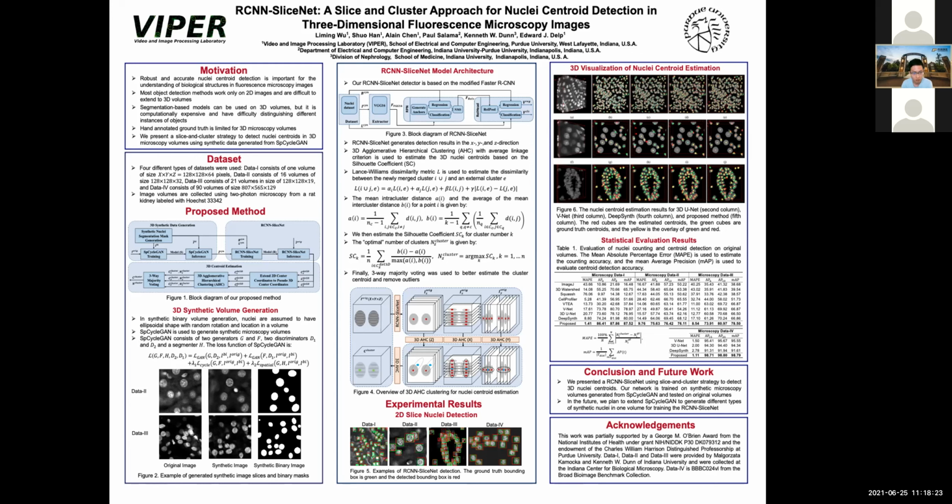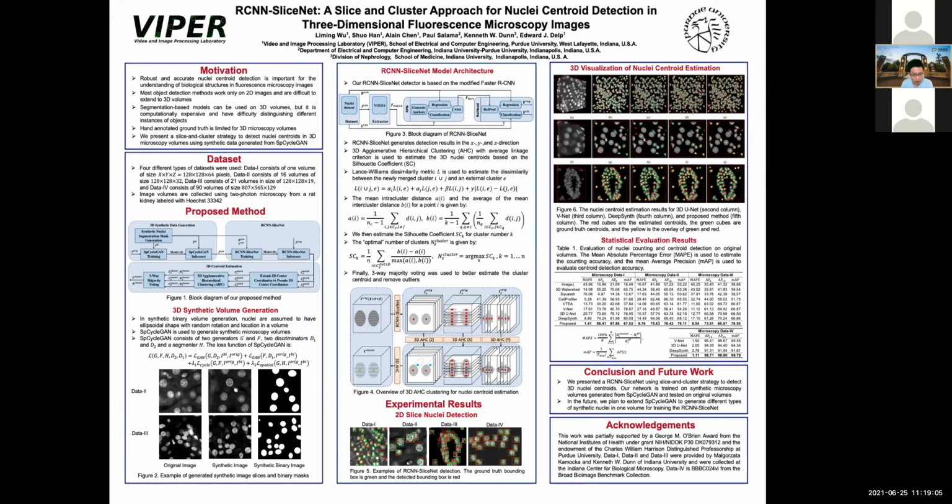For our data set, we use four types of data denoted as data 1 to data 4. Data 1 consists of one volume of size 128 by 128 by 64 pixels, and data 2 consists of 16 volumes of a similar size. Data 3 consists of 21 volumes of similar size, and data 4 consists of 90 volumes of larger size. Data 1 to data 3 are obtained using 2-photon microscopy from rat kidney. But data 4 is actually from a public collection.